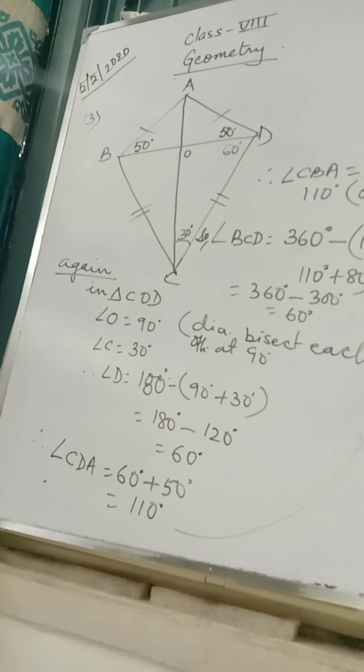Look at the last sum. In the kite ABCD, AD is 5 cm, AO is 4 cm. Find the length of OD. AO and AD are 4 and 5. So what will be the length of OD? Pythagoras theorem. We know a squared plus b squared is equal to c squared. So this will be 3 cm.